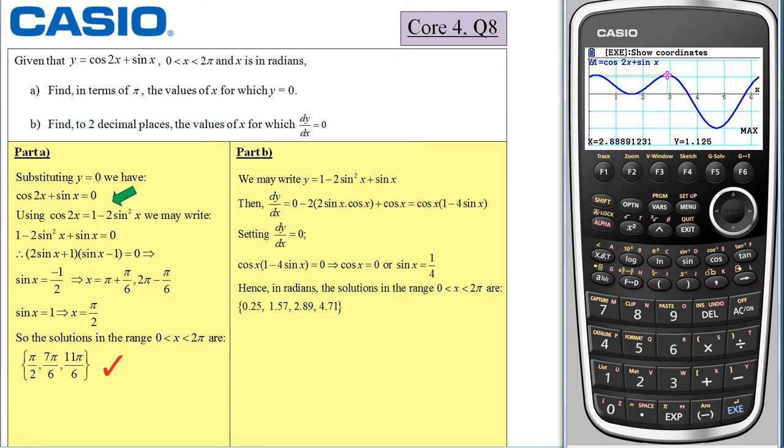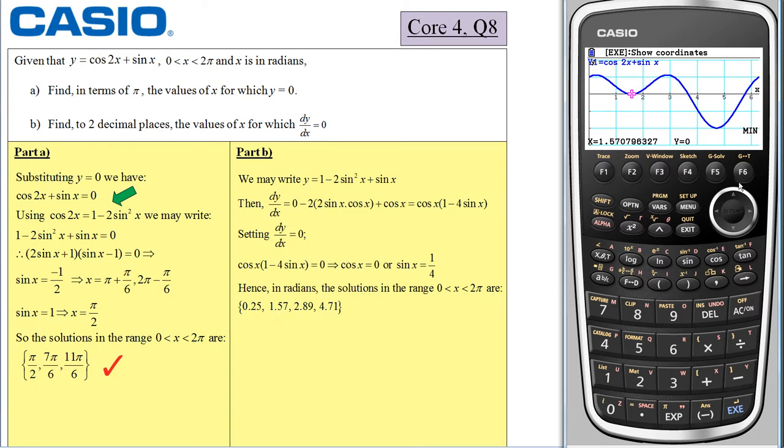So where did the other two values in my solution set come from? Well, they correspond to the minimums within this range. So if I select F5 for G-solve and F3 for min, you can see the first minimum I get is at pi by 2, which is 1.57 and so on. And you can see that here.